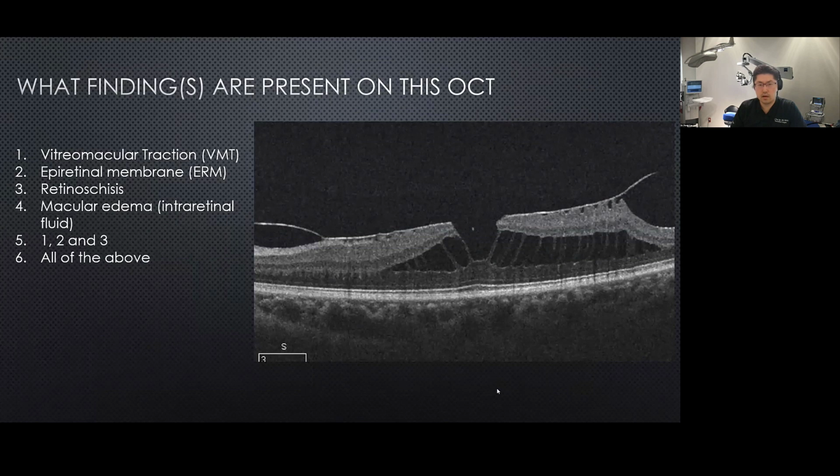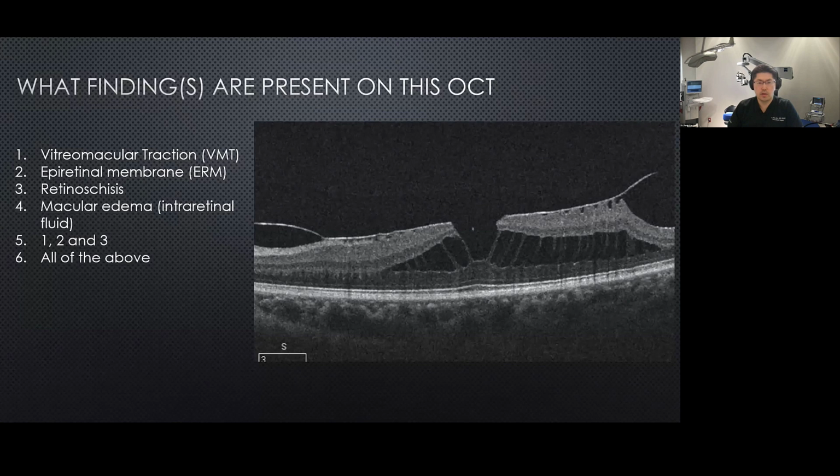What findings are present on this particular OCT? Is it 1, vitreomacular traction, presence of epiretinal membrane, presence of retinal schisis or foveal schisis, or macular edema with presence of intraretinal fluid? Or can this be a combination of 1, 2, 3? Or is it all of the above? Excellent.